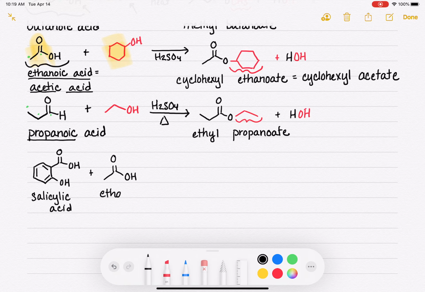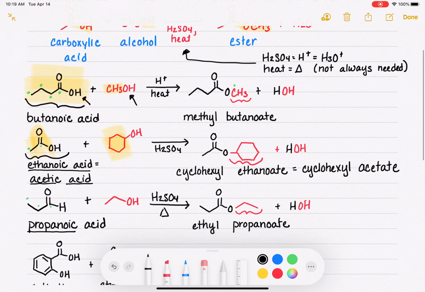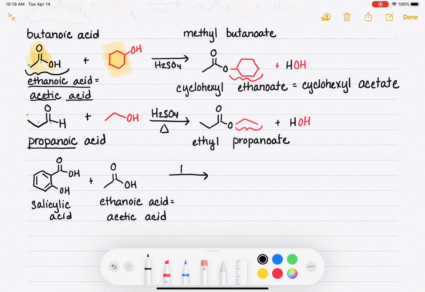Ethanoic acid or acetic acid. And what have I not done yet? I feel like I've done every single possible option here. H plus and heat. So this is a really interesting combination because with these two molecules, we have a carboxylic acid and an alcohol. We've got a little bit of both. But this is going to be the formation of an ester.